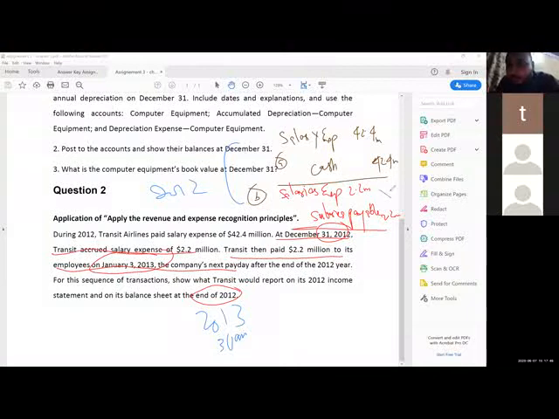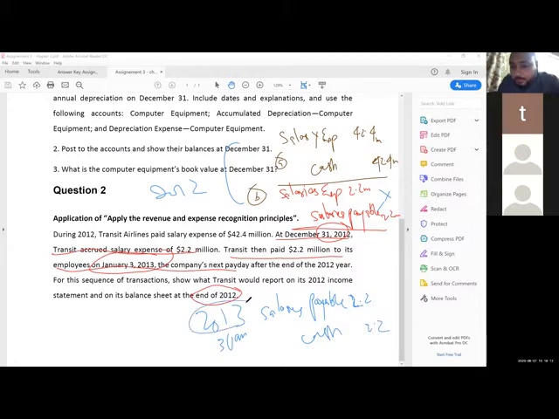Then you need to cancel this salary payable, right? So what will be the entry? Decrease in liability will be debited: salaries payable 2.2 million, and decrease in asset would be credited: cash. Right? But that would be in 2013.